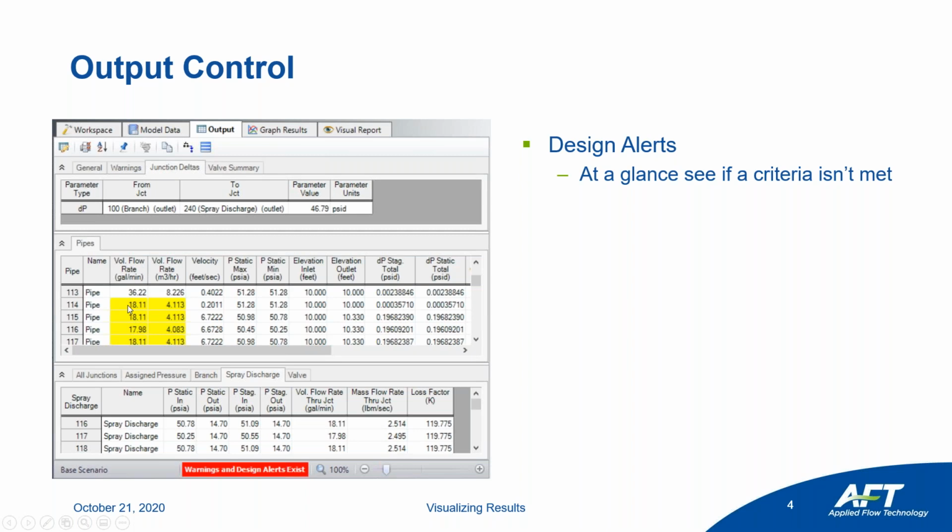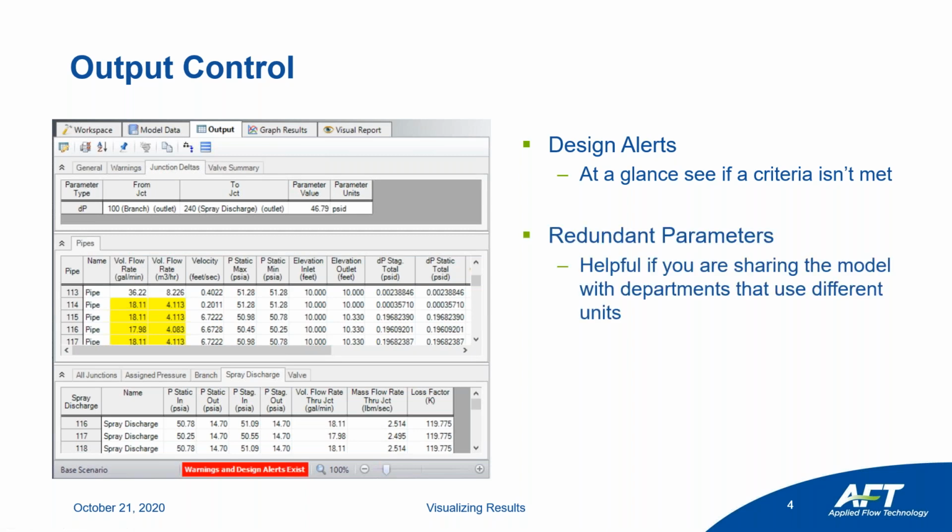We'll go through how to specify that and how to apply it to the different pipes or junctions within the system. We'll take a look at redundant parameters and how we can add different parameters from output control. This can be helpful if you're sharing the model across different departments, which may use different units. For example, if you're not comfortable with barrels per day and you can really only think in gallons per minute, both of those things can be shown so you don't have to make a bunch of changes to the model when you're sharing it with a specific department, or if you're sharing it between offices, which may be international, you can have English units and metric units.